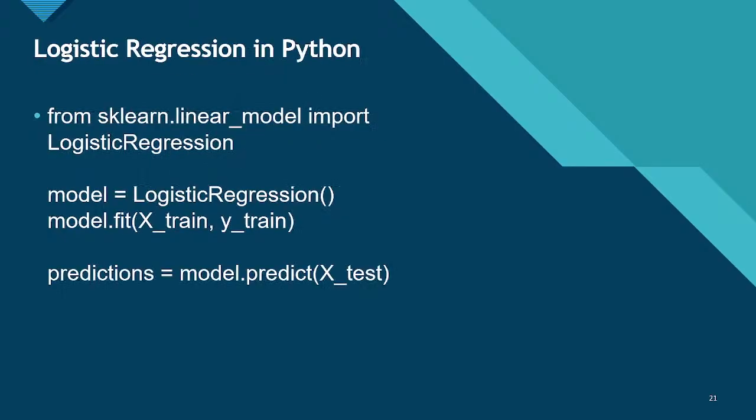Coming to the next part, logistic regression in Python. From sklearn.linear_model import LogisticRegression. Model equals LogisticRegression, model.fit(X_train, y_train), and then predict the model's prediction values. sklearn is a machine learning library. The data is split into X_train and y_train, and the model predicts on X_test.